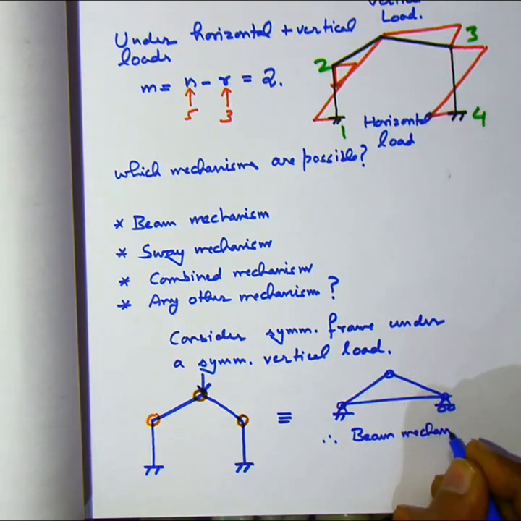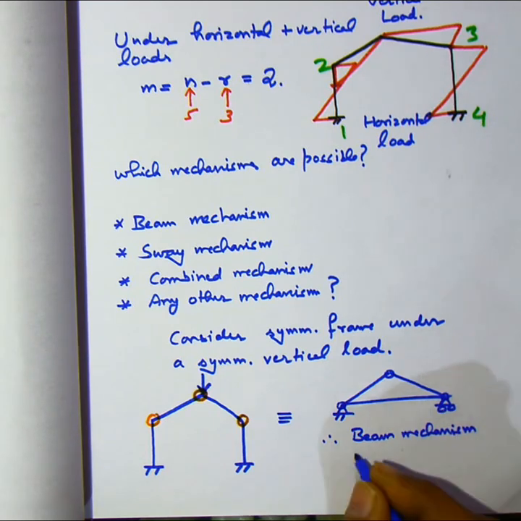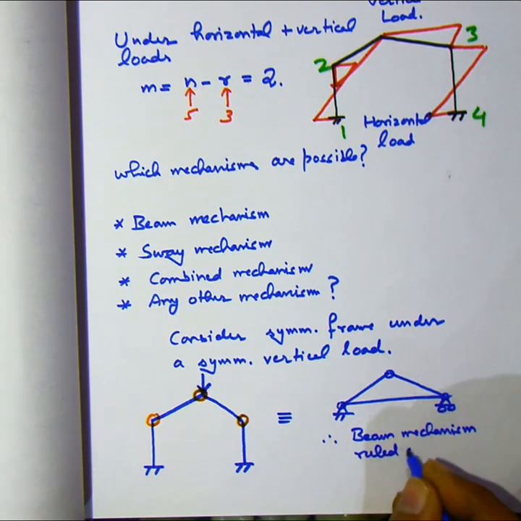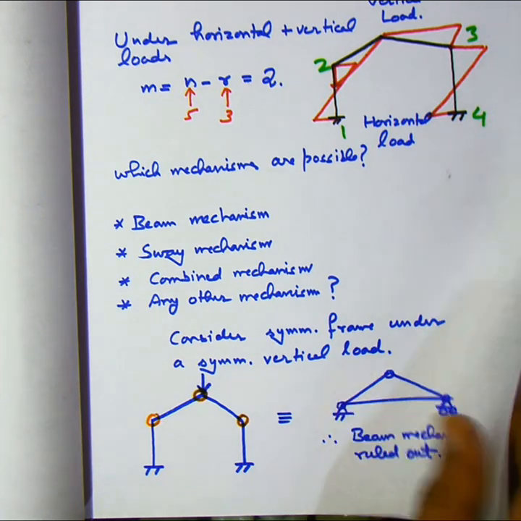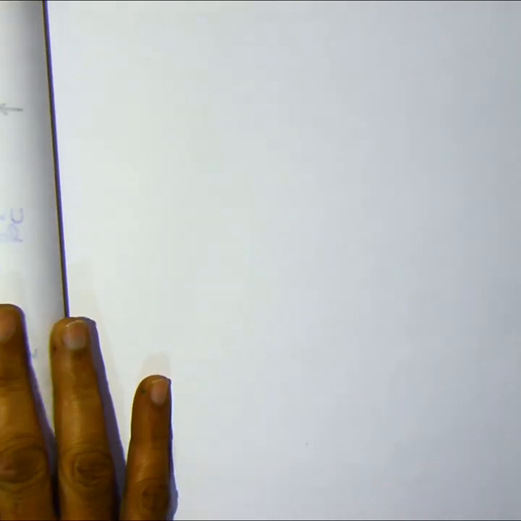And then you can also convince yourself, let's say if it's under a combination of horizontal and vertical loads. Here we have applied only vertical load, but suppose you are even applying horizontal load, then also this beam mechanism will not be possible. So that means the beam mechanism has to be ruled out. Alright, so we rule out the beam mechanism and we explore other possible mechanisms.